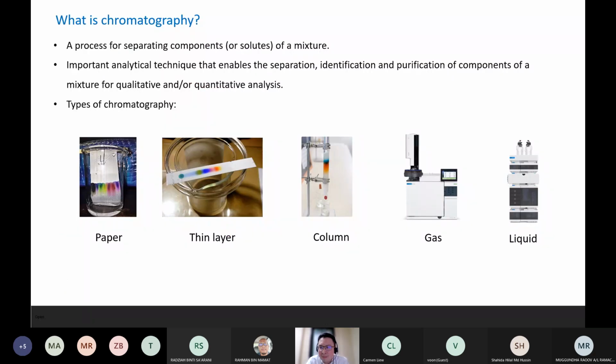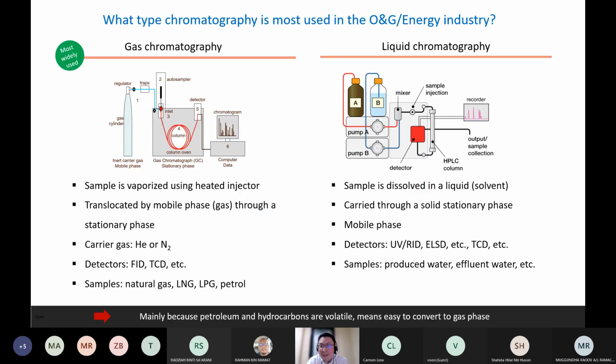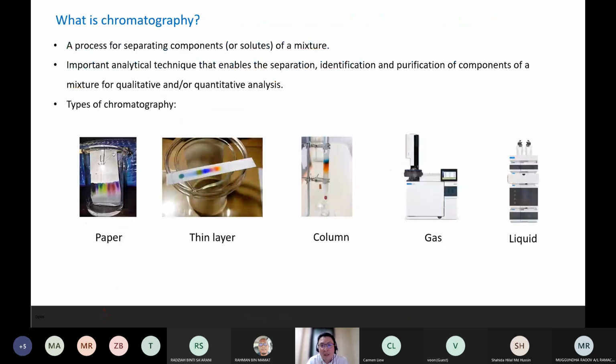Okay, so let's start with the basic definition. What is chromatography? Chromatography is basically a process of separating components of a mixture. The key word here is mixture. If you have a mixture, it is made up of a few components. Given the right properties that you can exploit, you are able to separate these components into various subgroups, and that is achieved through chromatography.